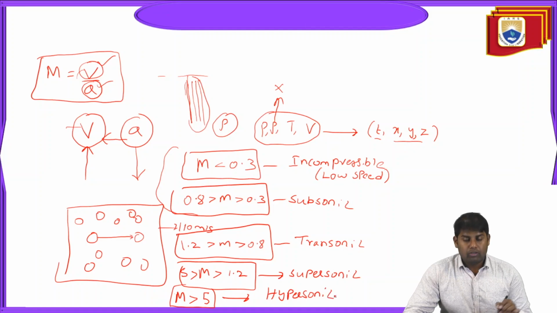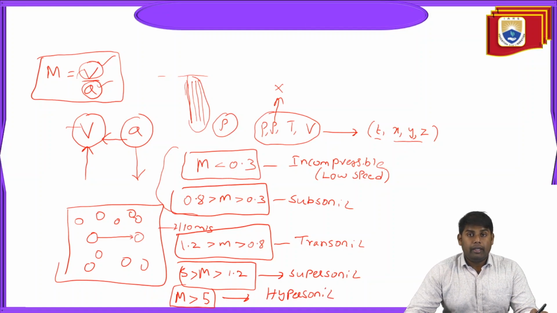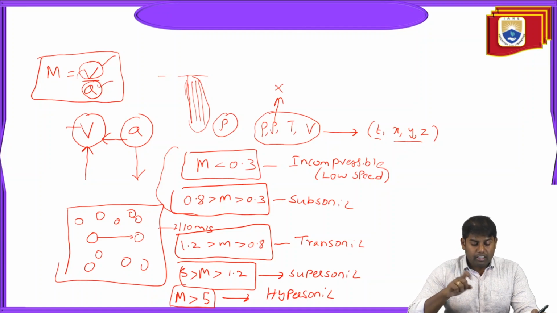In the hypersonic zone, we have the breakage of molecules. Basically the oxygen molecules will break and form nascent oxygen. This is what happens in hypersonic flow. So we have incompressible low speed flow, subsonic flow, transonic flow, supersonic flow, and hypersonic flow. Now we need to identify how the flow goes from one region to another region.